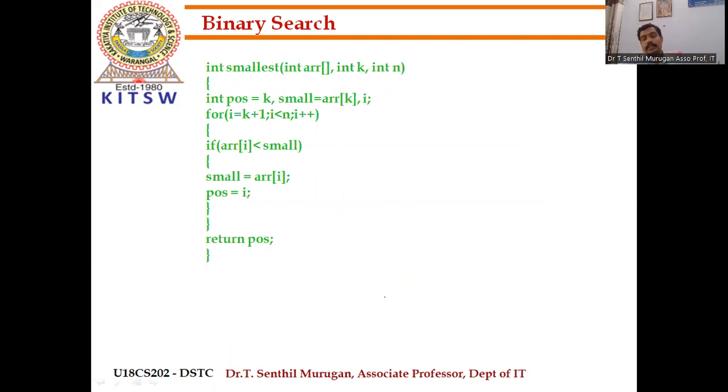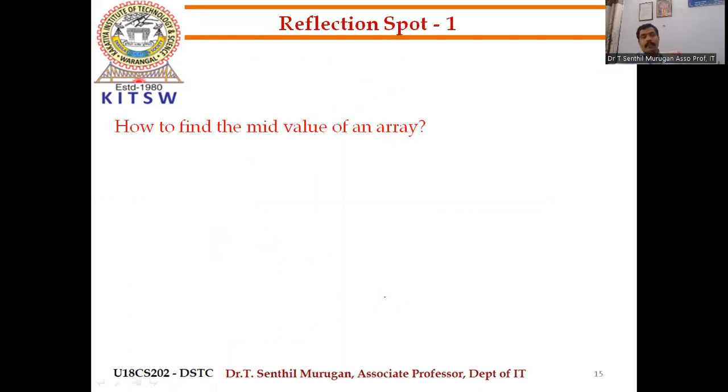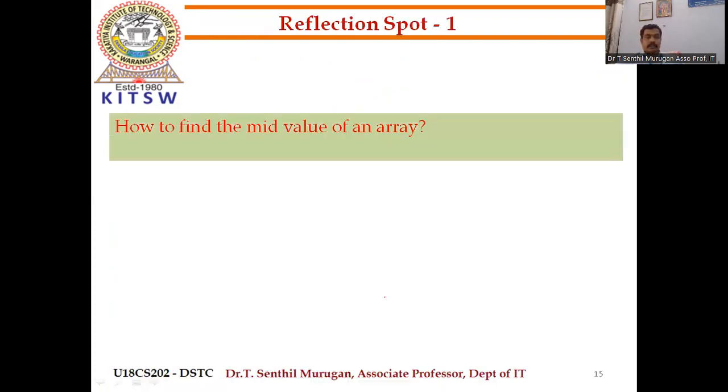If you execute this program, you can give the input for the array. Then you can give the key value for searching it. If it is found, it will print found. Otherwise, it will print not found. Okay. So now you can answer this question. How to find the mid value of an array? This is a simple question. You have to answer it. Otherwise, you can watch the same video from the beginning again.